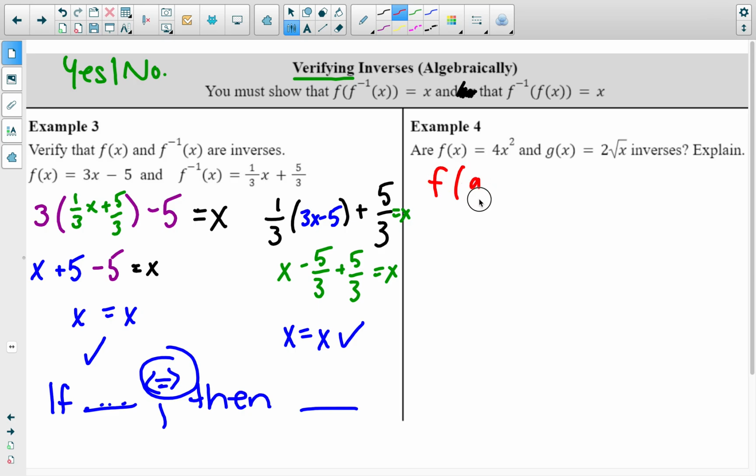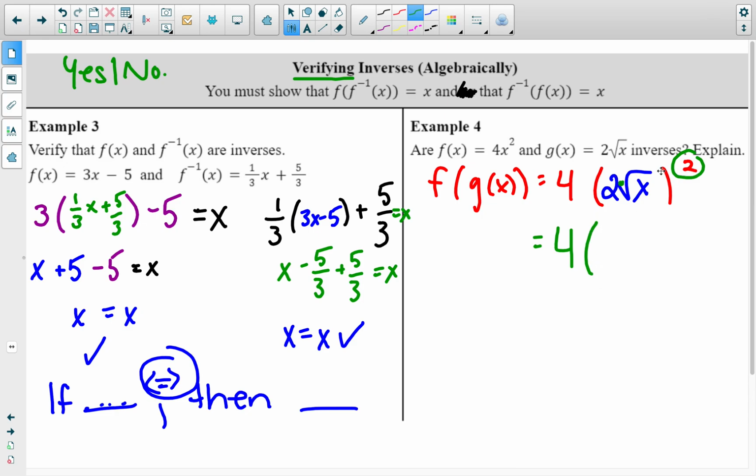What is f of g of x? 4, and then leave some space because we're going to plug in this g function to root x. Okay, be super careful here. Our 4 is going to stay. This exponent, because we have multiplication, 2 times the square root of x, we can distribute this exponent to both pieces. Okay, so 2 is going to get squared, and then the square root of x is also going to get squared, and it becomes x. So we end up with 16x.